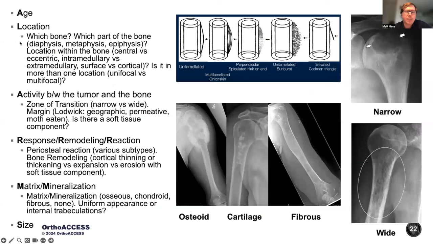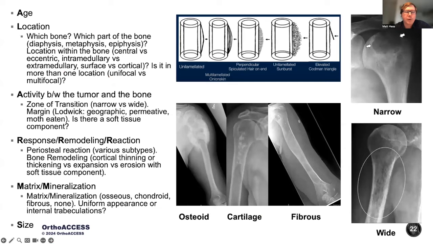Location, so which bone is involved and which part of the bone. So is this in the diaphysis, the metaphysis, or epiphysis? What's the location within the bone? Is it central, eccentric, intramedullary, extramedullary, surface, or cortical? Is it in more than one location, unifocal or multifocal?